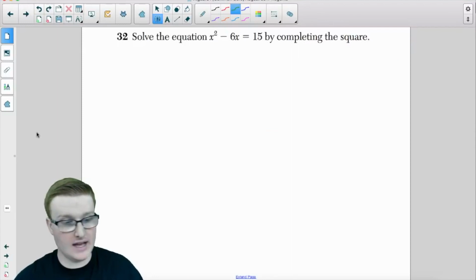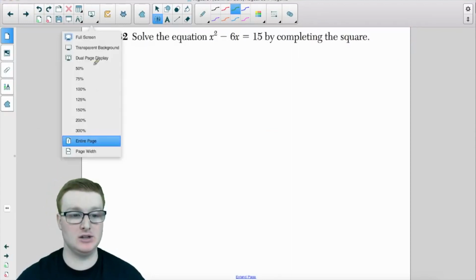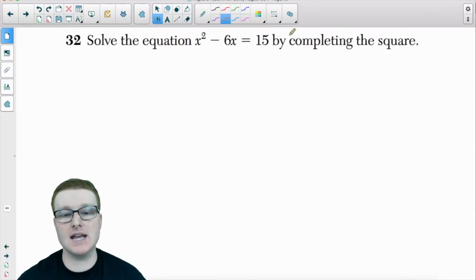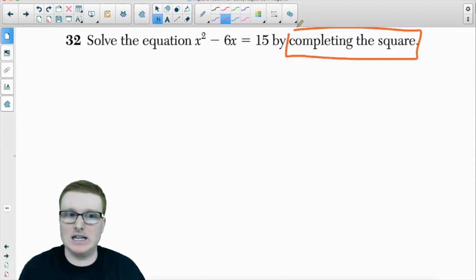Moving on to number 32, last of the part 2. Solve the equation x squared minus 6x equals 15 by completing the square. If you would please take my advice, know how to do completing the square, not just in this course, but you need to know it for geometry and algebra 2. And you do need to know it, maybe in calculus, but it's good to just have that skill for the next 3 years of your high school career. In math, I should say.